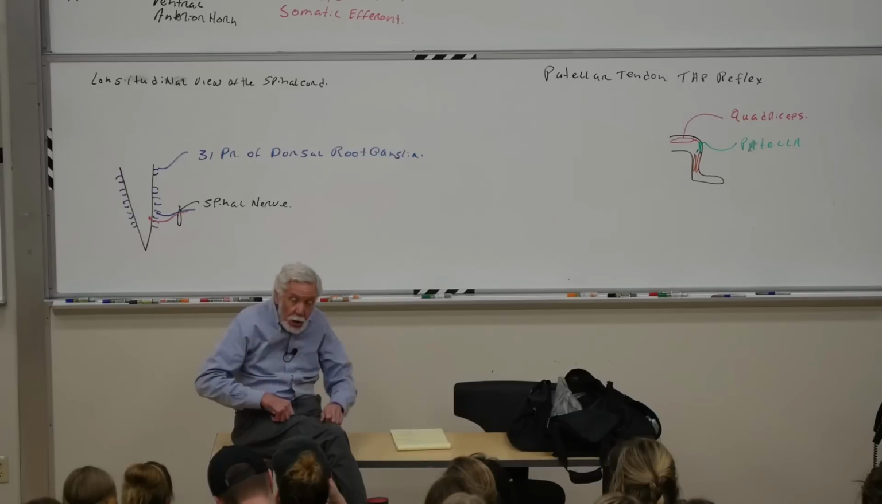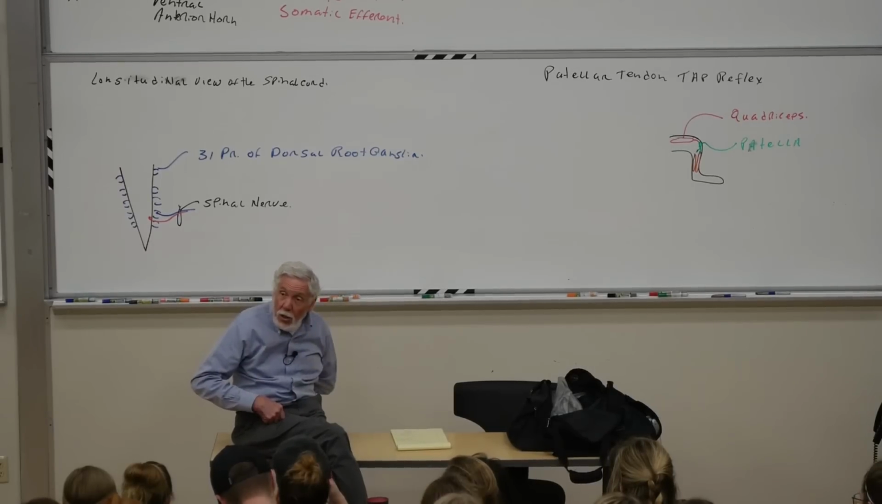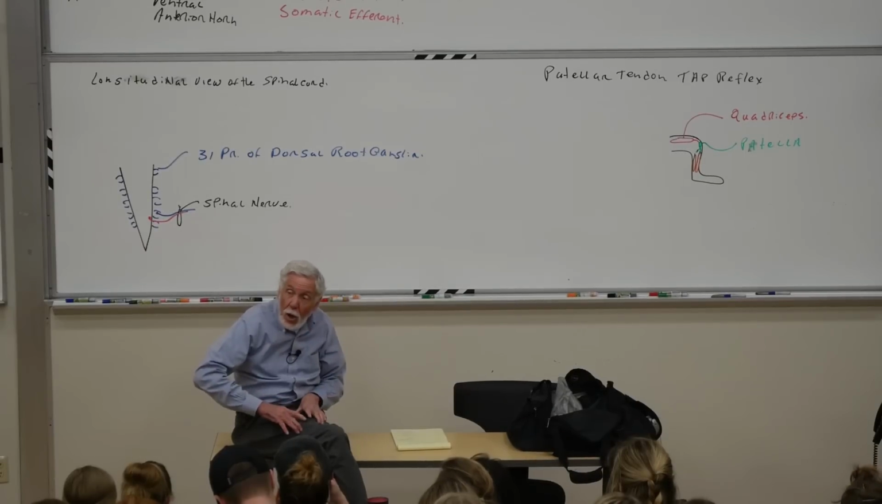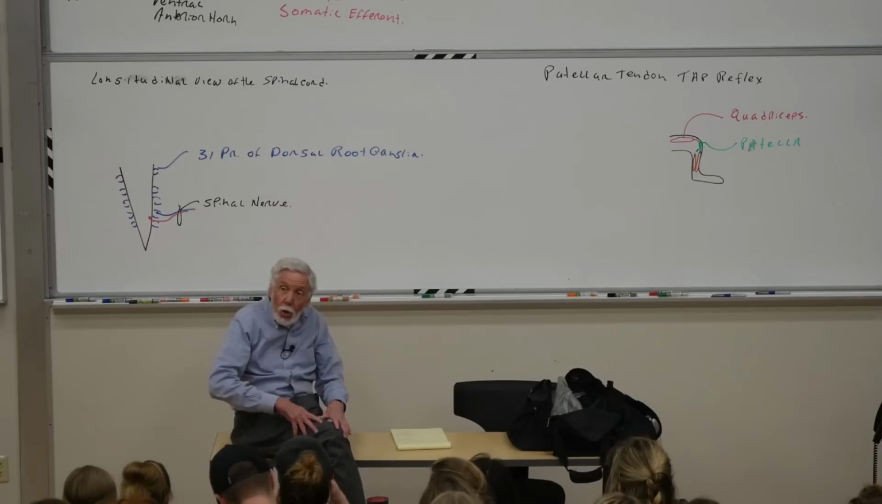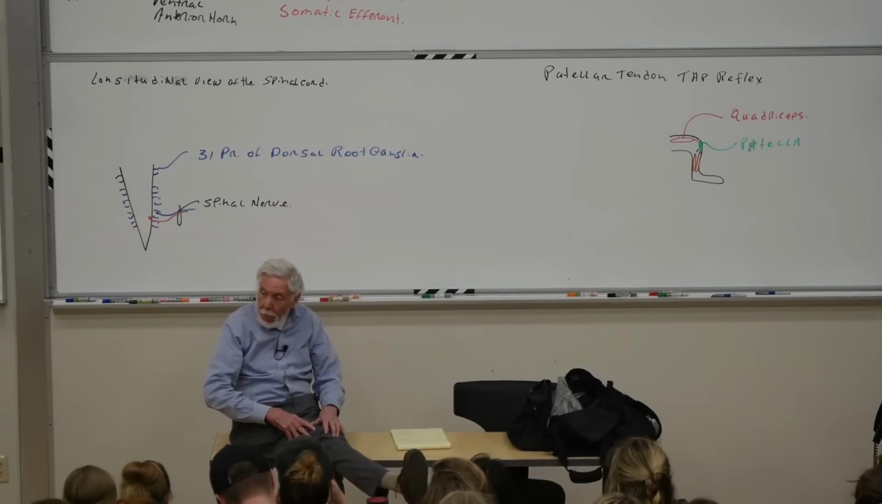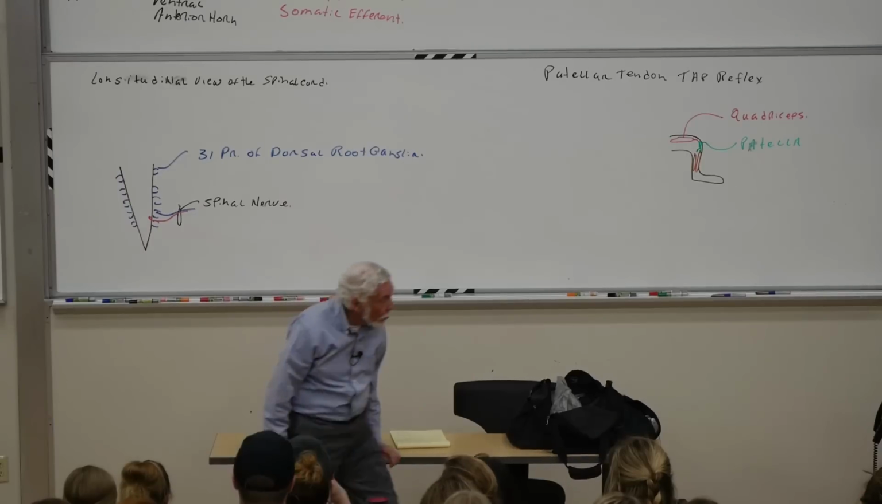So the circuit now is to stretch the quadriceps muscle, initiate action potentials in the primary sensory afferent, communicate to the lower motor neuron, contract the quadriceps muscle, and because that's an extensor, your lower limb kicks up. So let's follow that now through the anatomy.